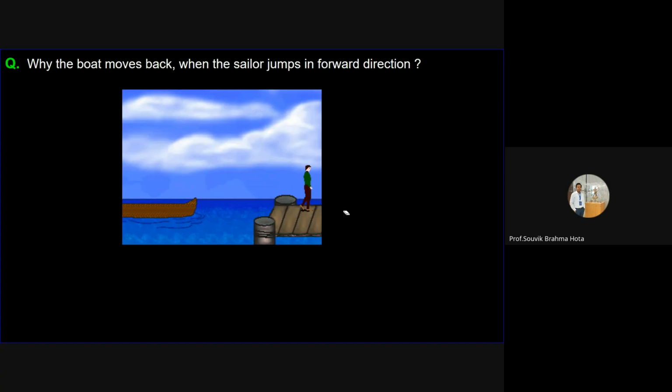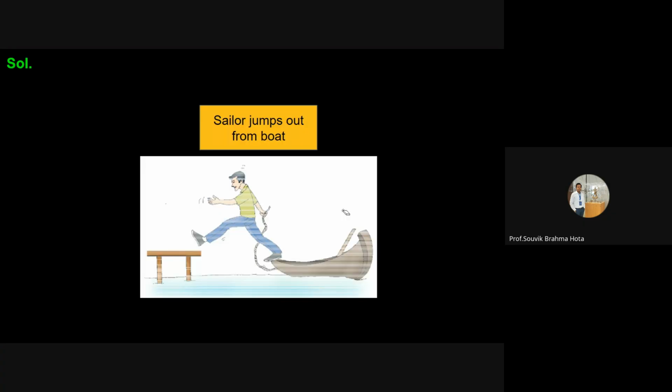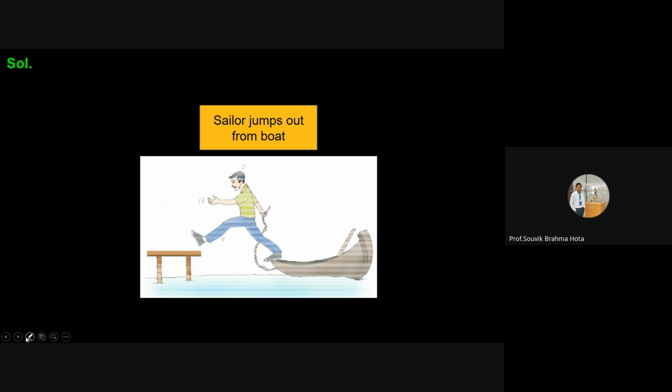Now see why the boat moves back when the sailor jumps in the forward direction. You can see somebody is jumping from the boat and the boat is moving in the backward direction. The sailor jumps out of the boat and the boat is basically going backward. The man jumps out in this direction, and the boat goes in the backward direction.